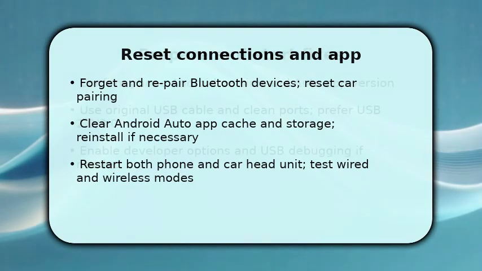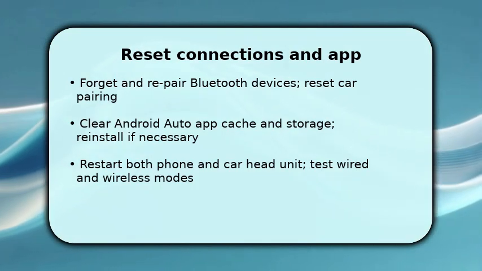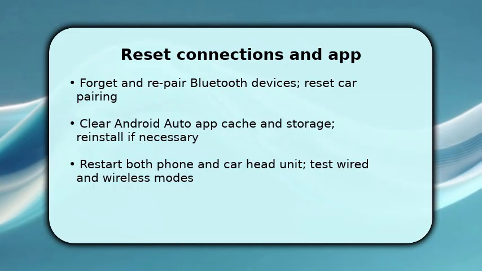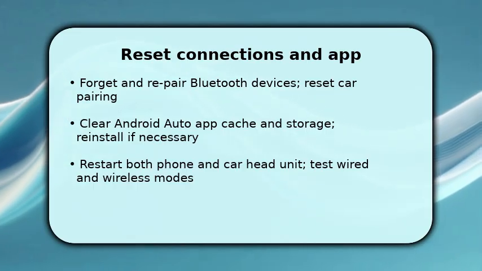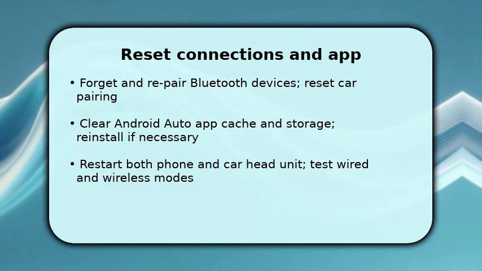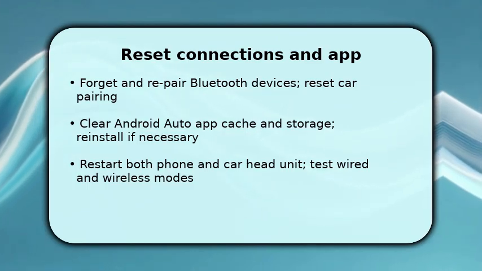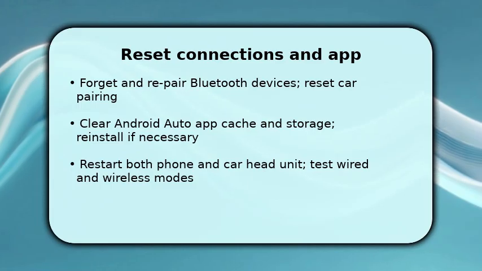Now you perform the deeper resets that usually fix the middle-of-process failures. Start by forgetting and repairing Bluetooth on both phone and head unit, then remove the vehicle from your phone's saved devices. This clears stale profiles.